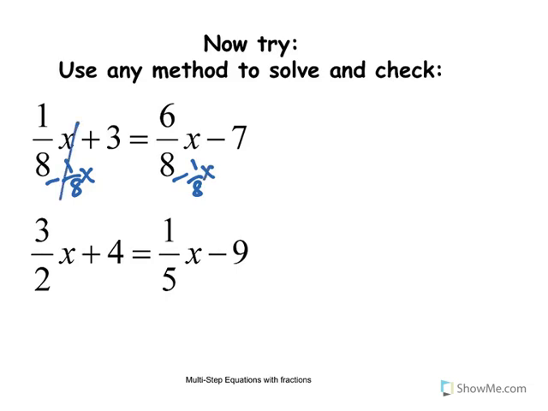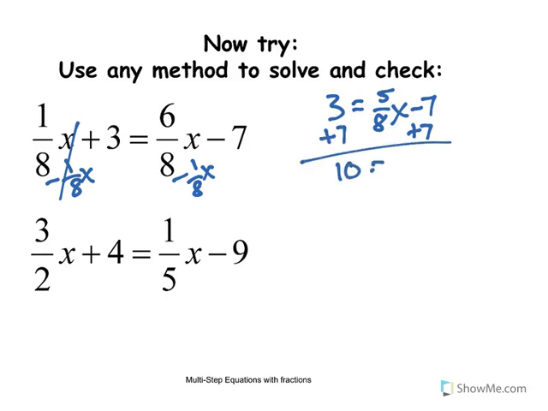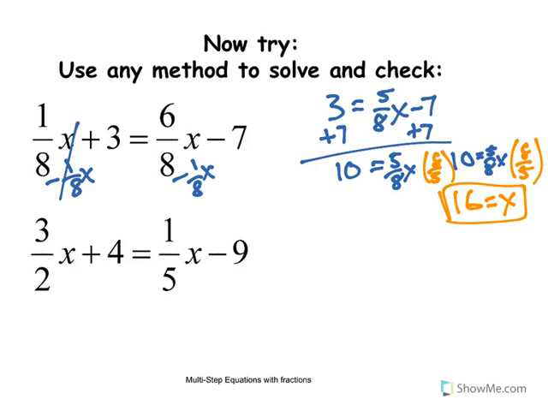So I'm going to add negative 1/8 x on both sides, which gives me 3 equals 5/8 x minus 7. I'll add 7 on both sides, which gives me 10 equals 5/8 x. I'll move it over here. Of course, I'll be multiplying by my reciprocal, which is 8/5. And that's going to give me x is equal to 16. And if I check it, 1/8 of 16 is 2 plus 3 is 5 on the left. 6/8 of 16 is 12 minus 7 is 5 on the right.